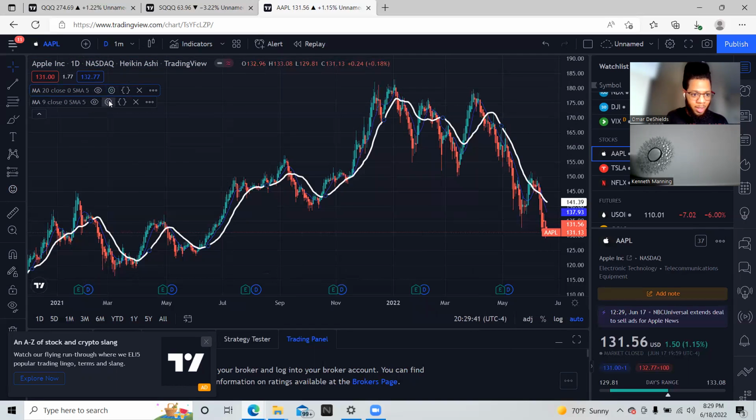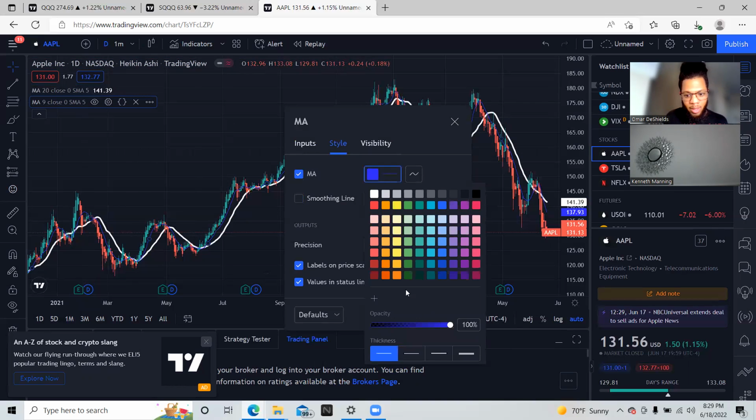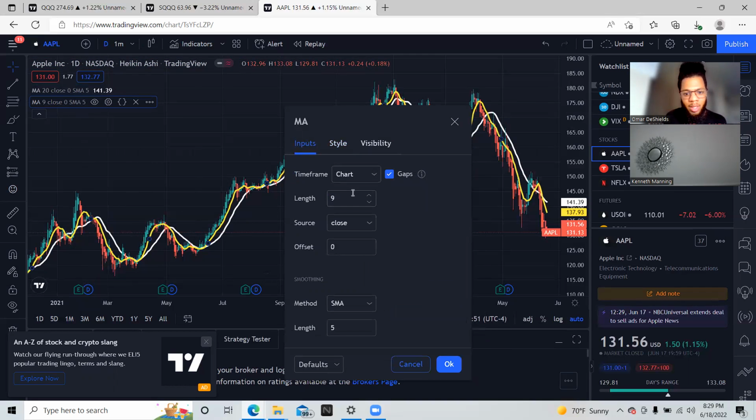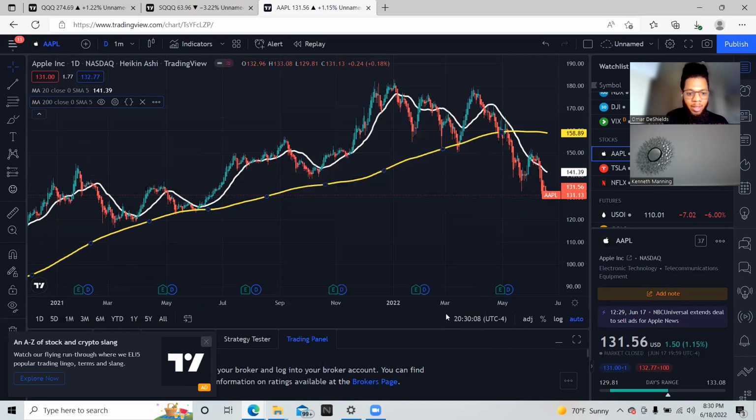Okay, come to the next one. Same thing, hit settings. Go to the style. I like this one to be yellow, so I'm gonna make it yellow. And then this length is 200. So the 200-day average is basically what the stock has been averaging over the last 200 days, right? 200 days, yeah. Okay, cool. Add that, hit OK. Real simple.